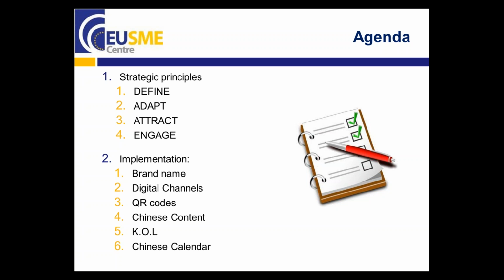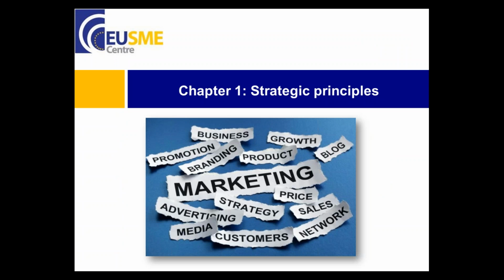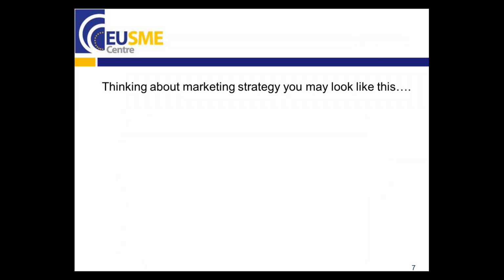So the presentation today will be in 2 parts. The first one, I thought it was very important to recall the strategic principles of a marketing plan, and this is done in 4 steps, which are here. The second part is the implementation, and we will go through the 6 elements that I've described here. So let's go to the first part, strategic principles.